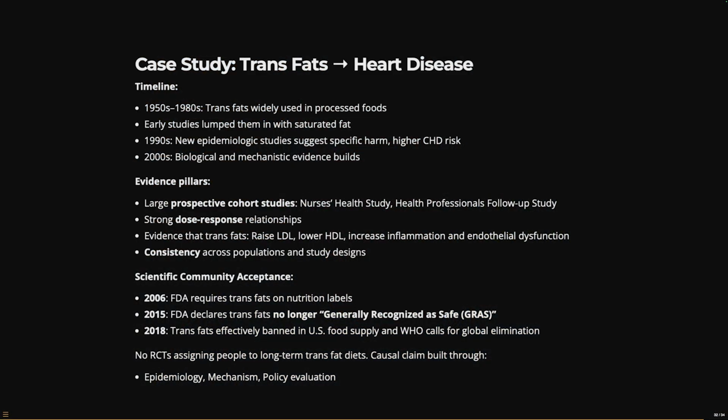There is some naturally occurring trans fats out there, but it's so minuscule that it doesn't matter. It's only when you actually start doing it in a chemical, industrial fashion that the amount becomes problematic. No randomized controlled trials. It was just this causal claim built on epidemiology, those cohort studies, mechanism, and evaluating policies that either didn't allow trans fat, and then they looked at what happened to the heart disease rates compared to places that did allow it. Right. Okay, last summary of this section.